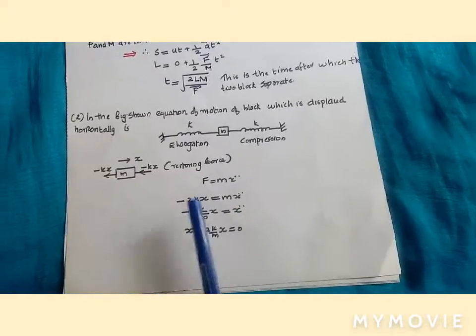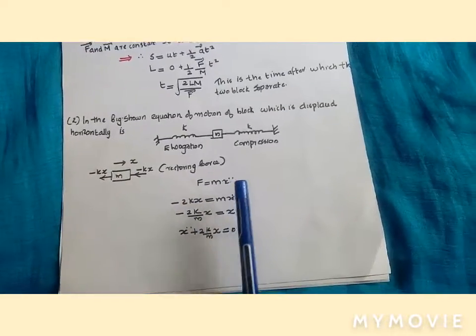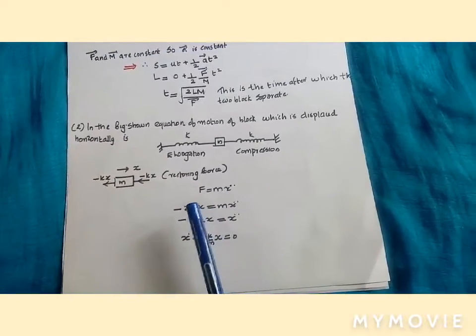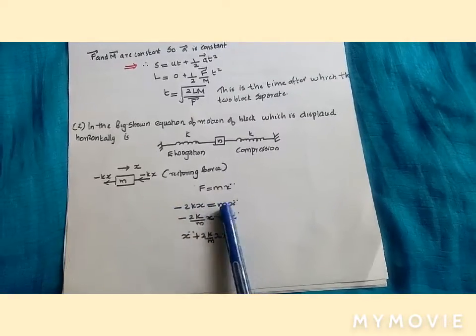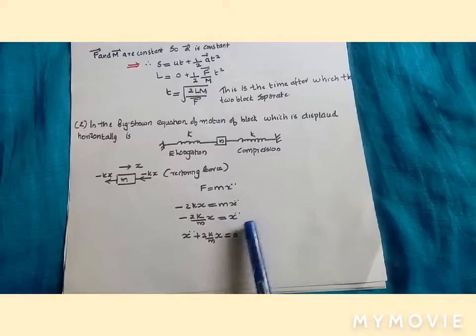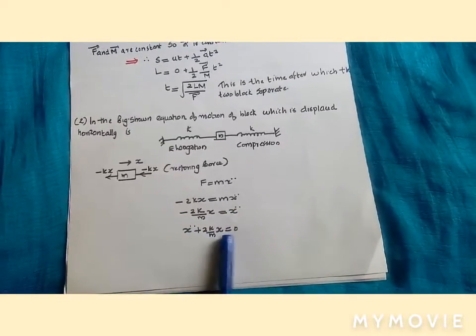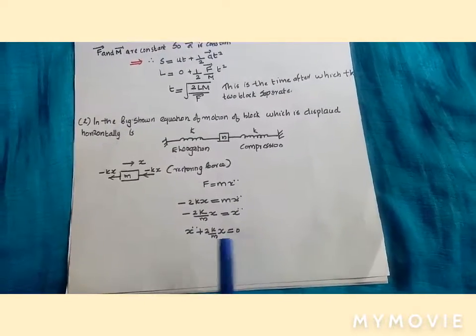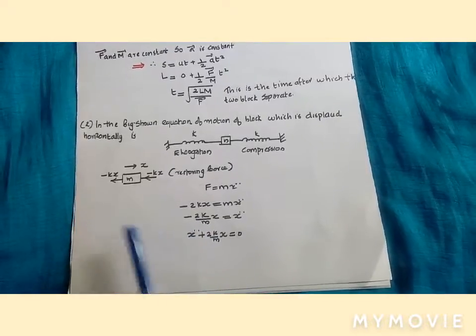So the equation is F is equal to ma. A is x double dot. That is minus 2kx is equal to m x double dot. So x double dot plus 2k by m into x is equal to 0. This is the equation of motion of the system.